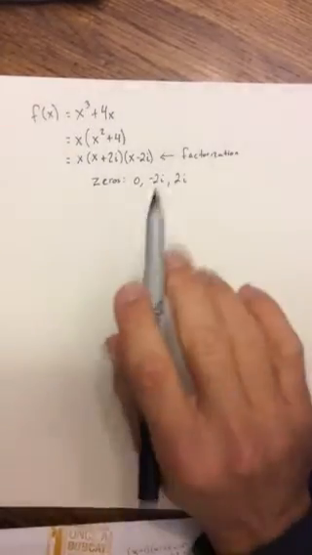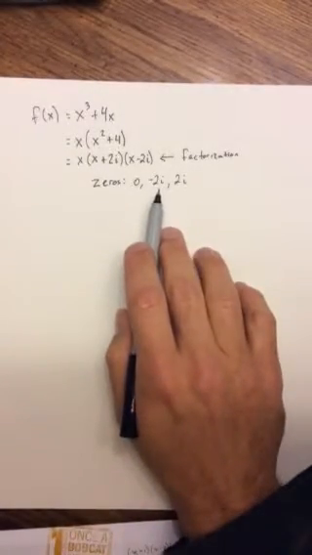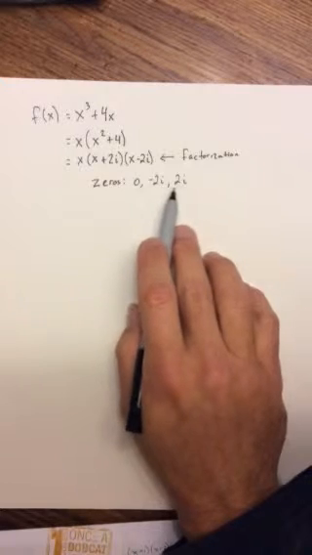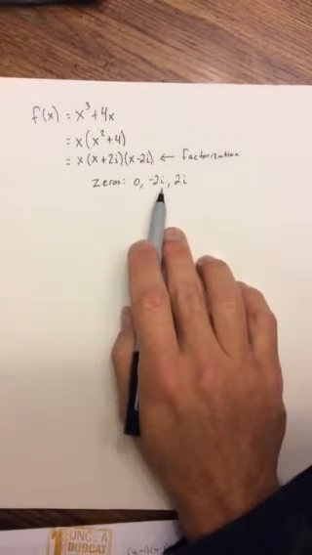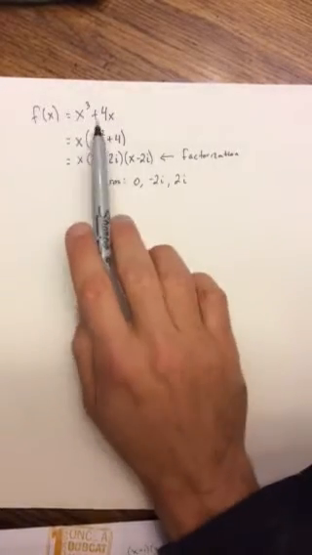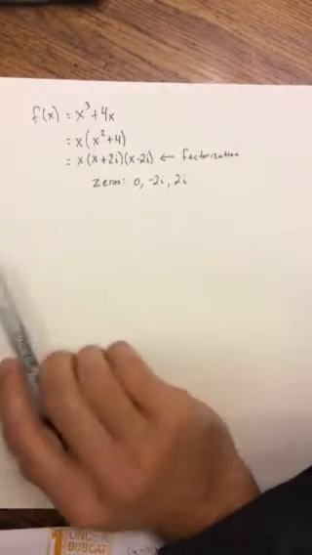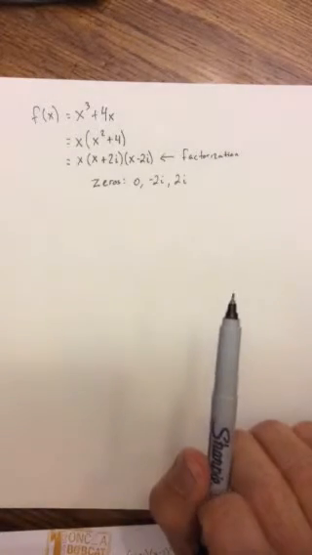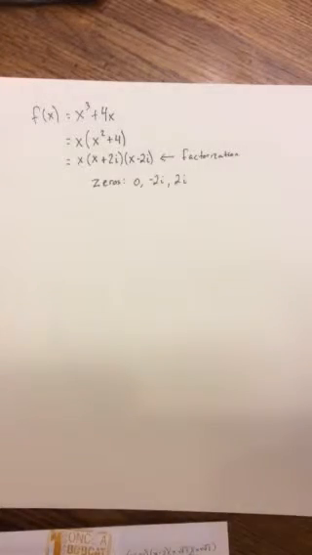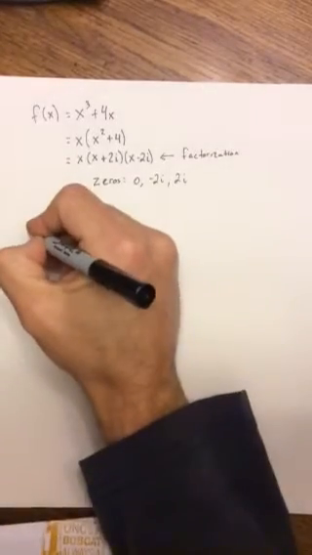If you do decide to graph that, you will notice that you will not see these zeros because they are imaginary values. That doesn't mean they're made up, but they are still values that will make this become 0. The only one that you'll see is that the graph should cross the x-axis at 0, the origin. Okay? All right, next one we'll move on to.